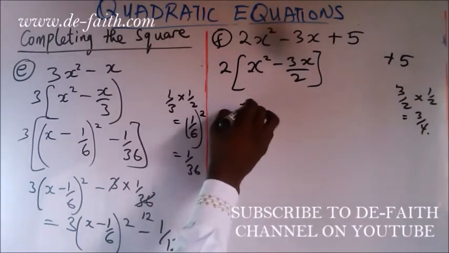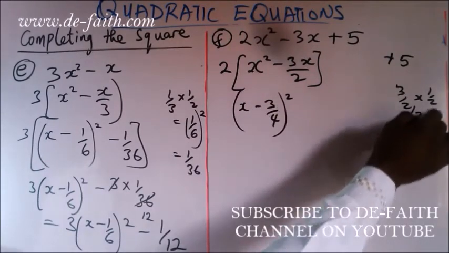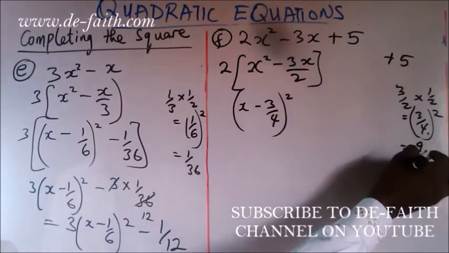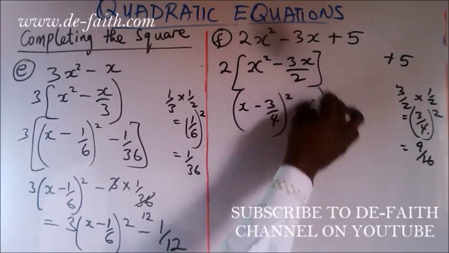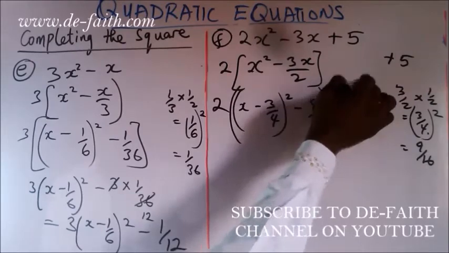So we have x minus 3 over 4 all squared. And then we'll find the square of this. The square of this, that will be 3 times 3 is 9 over 16. So we'll have minus 9 over 16. And then all this, we have our 2 here. Then our plus 5, which comes back.